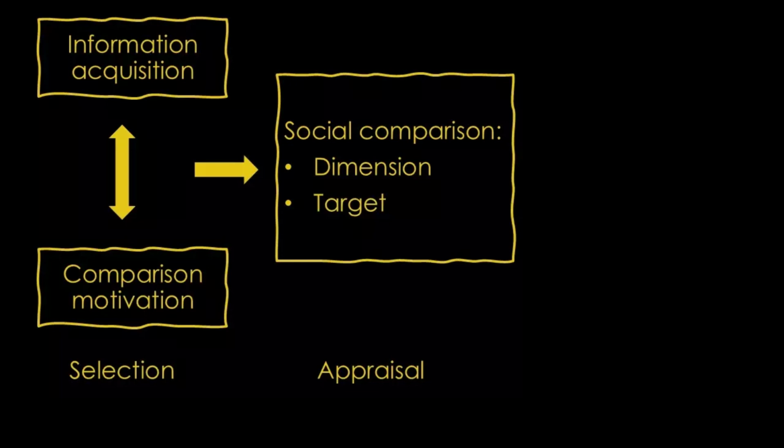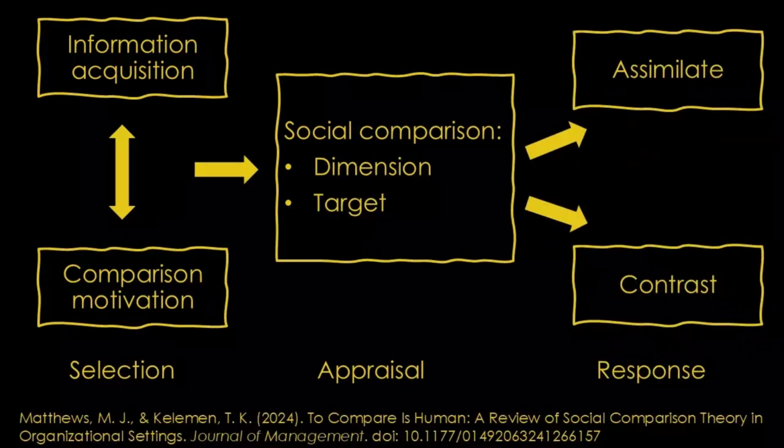Now we're at appraisal. In the appraisal phase, we evaluate the comparison along two components: target and dimension. The target refers to who is being compared to, such as a coworker, a leader, or a rival team. The dimension represents what is being compared, which could be attributes like salary, performance, or social status. Importantly, the dimension includes not only the attribute being compared, but also its balance, whether the comparison reveals a superior, equal, or inferior standing relative to the target. The final phase, response, captures how we react to the comparison.